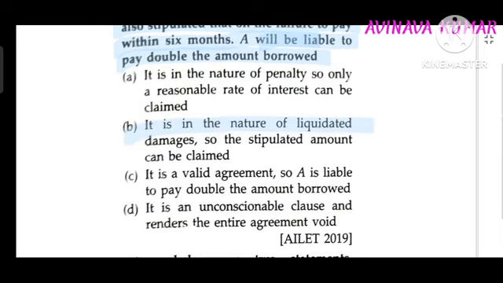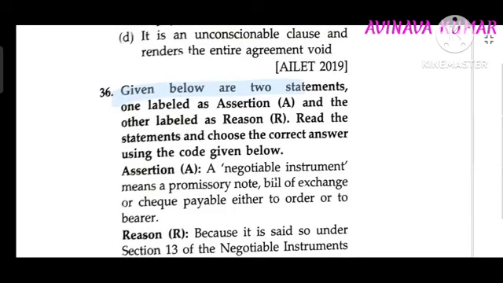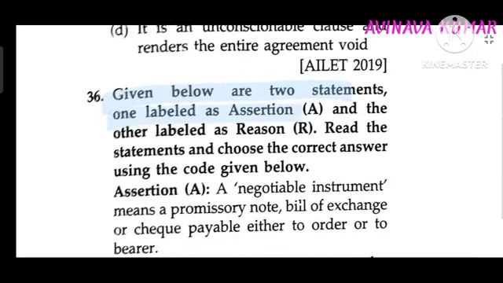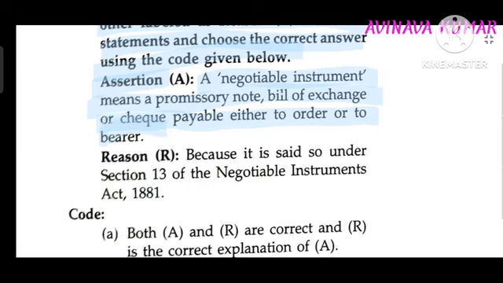It is the nature of liquidated damages, so the stipulated amount can be claimed. Given below are two statements, one labeled as assertion and the other labeled as reason. Read the statements and choose the correct answer using the code given below. Assertion: Negotiable instrument means promissory note, bill of exchange and cheque payable either to the order or the bearer. This one is right because it is said so under Section 13 of the NI Act, 18(1).